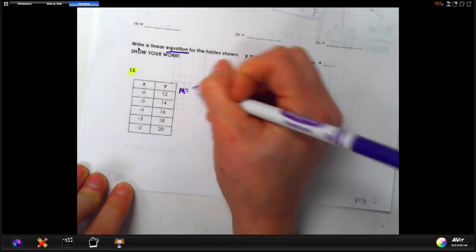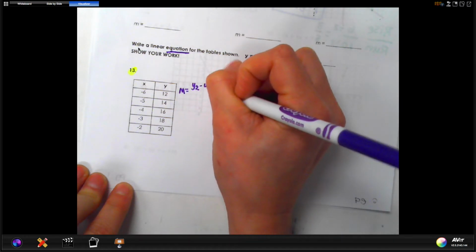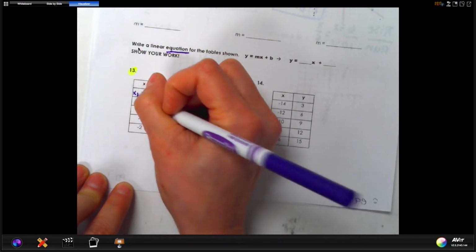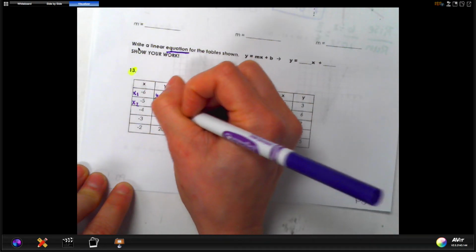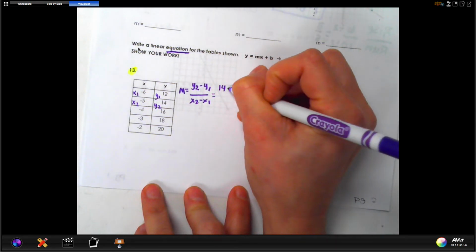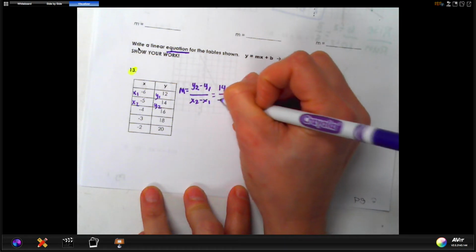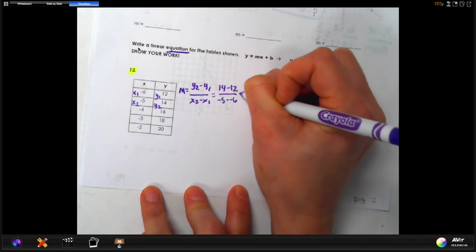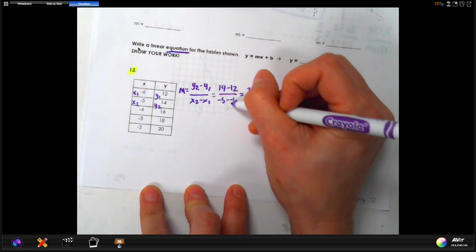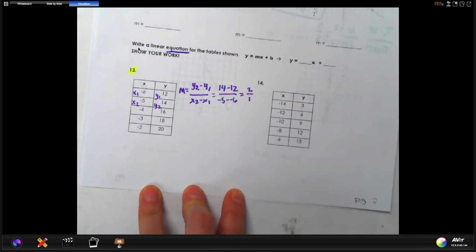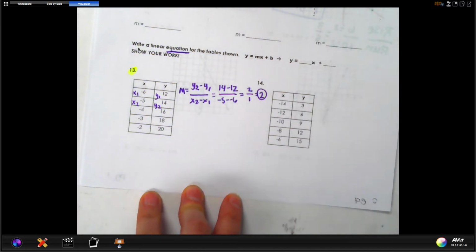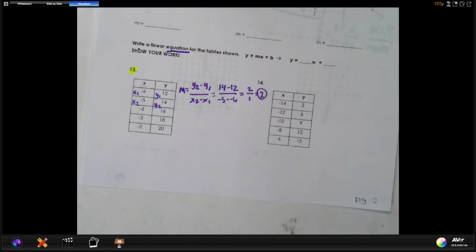So m equals y2 minus y1 over x2 minus x1. Again, don't forget, this is x1, this is x2, this is y1, here is y2. So if you put them in the correct order, you get 14 minus 12 over negative 5 minus negative 6. All right, 14 minus 12 gives you 2. And negative 5 minus negative 6 is going to end up giving you 1. Now, this divides, so your m, your slope in this case, is 2. We're going to circle that because we are going to use that in our final answer.